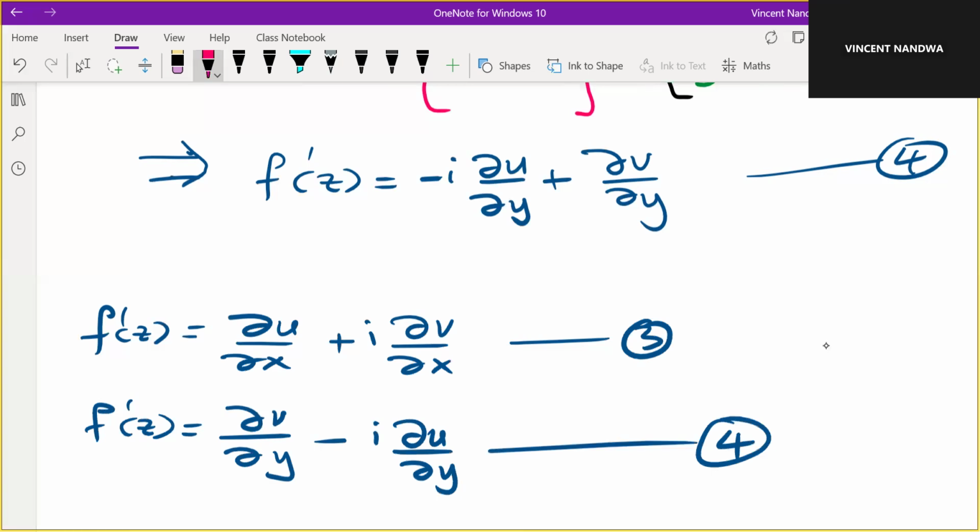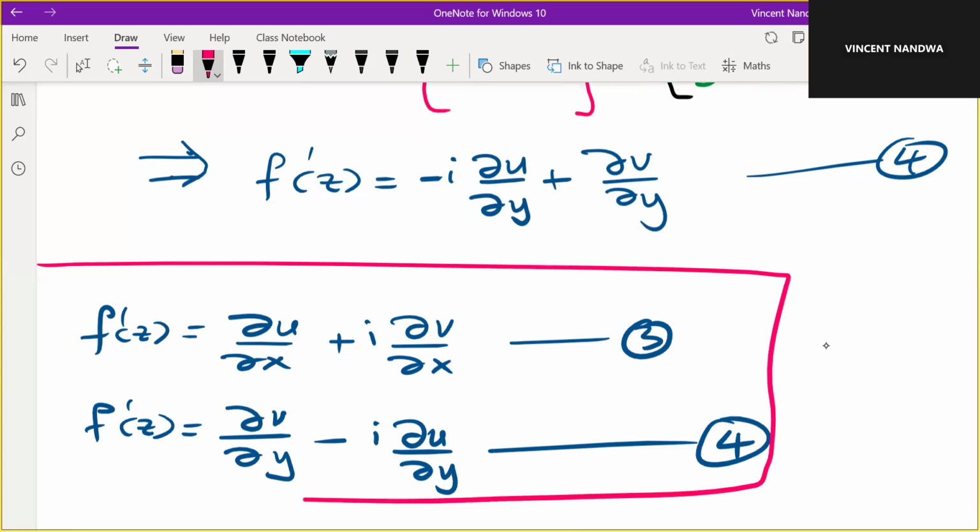So what can you say about equation 4 and equation 3?